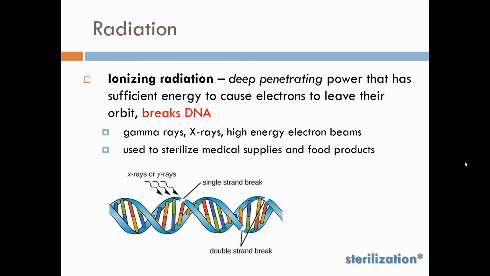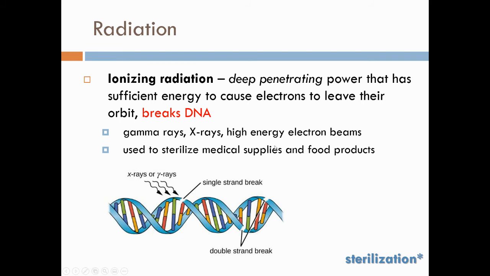It can cause electrons to leave their orbit, enter into a cell, deeply into a cell. That deep penetrating power can penetrate in through the cell, and it can break DNA. And so those ionizing radiation, X-rays are an example, gamma rays, they can pass all the way through the cell to its DNA and start breaking those double strands of DNA. That's how it manages to kill the cell. No DNA, no directions, no ability to replicate the DNA, no ability to divide. So ionizing radiation can achieve sterilization.